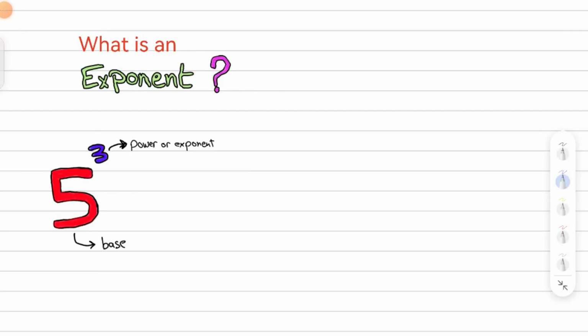Hello everyone. In this video we're going to talk about exponents. Before, you have learned that if we have a repetitive addition such as 2 plus 2 plus 2 plus 2, there is a simpler way to represent this expression. We're going to use multiplication. So we can say that this expression is equal to 2 times 4.